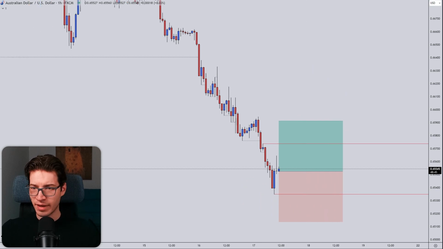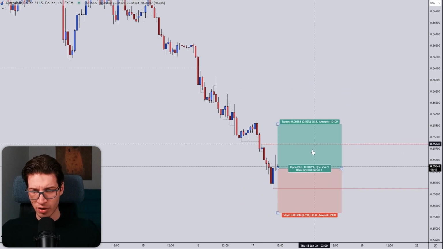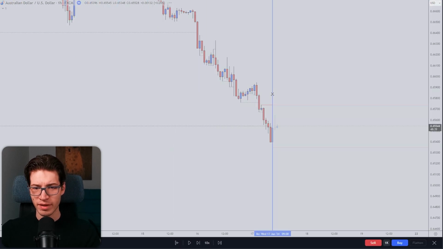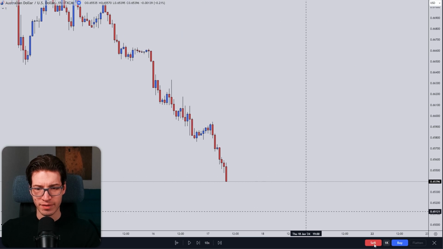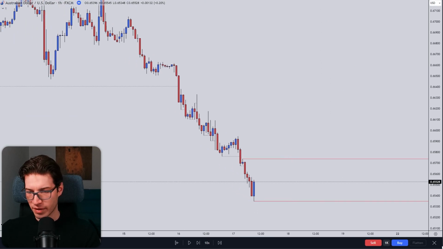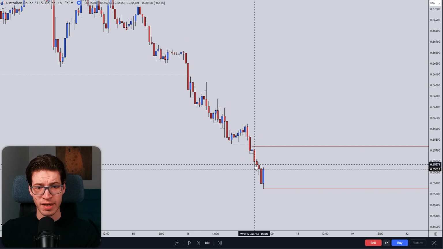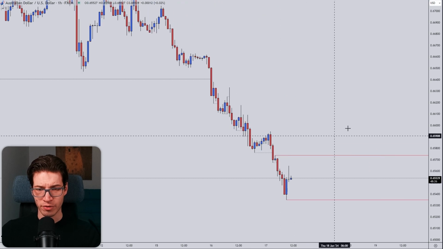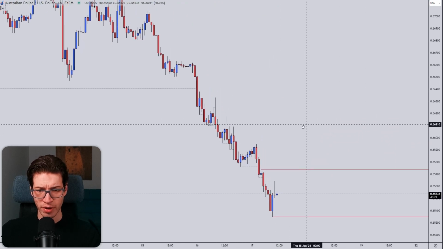So yeah, currently in a long trade on the Aussie and the US dollar. Again, I was looking to sell right here, but unfortunately momentum did shift to the upside. And when I'm looking to sell, I don't want to see any major bullish pressure.